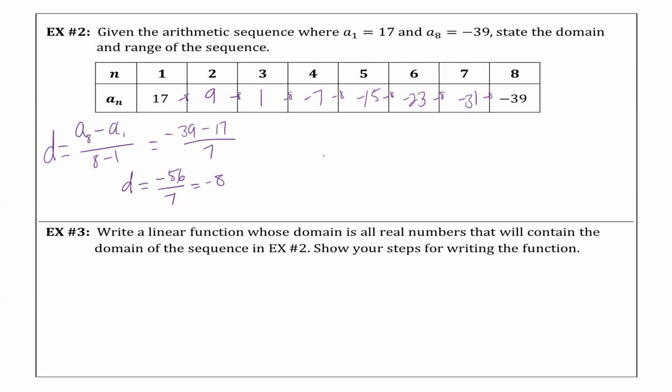Now that I have all of this, can I write a model? What would be my A sub n? What is my arithmetic sequence? A sub n equals, we can start at 1. If we start at 1, what do we have to make sure we include? N minus 1. So if we start at 1, we have 17 plus negative 8 times n minus 1. So that's my A sub n model, correct?